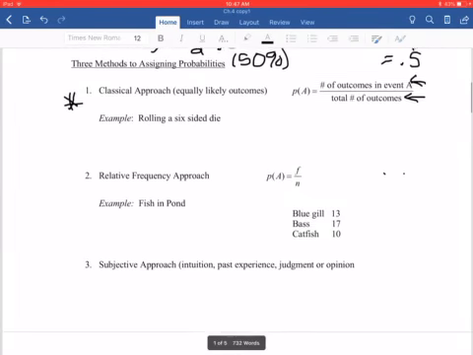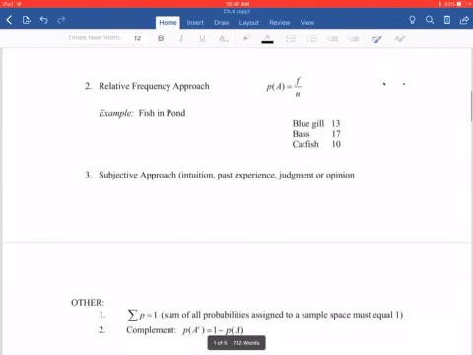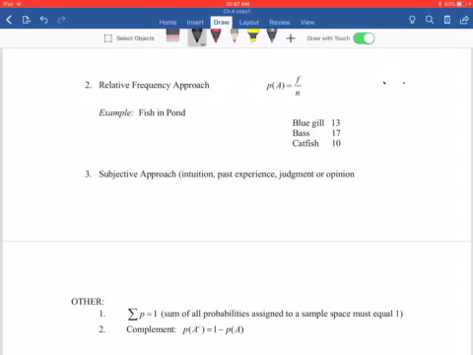Okay, now, if they're not equally likely, we use what's called the relative frequency approach. In this case, the chance of getting something is not equal for each one. So, for example, if we're going fishing and we want to know the probability that we catch a bass, right? Well, in my pond, let's say I know that I have 13 bluegill, 17 bass, and 10 catfish. Obviously, I don't really know that, but let's just pretend. So therefore, there's a total of 40 fish. So the probability of catching a bass is how many bass there are, 17.